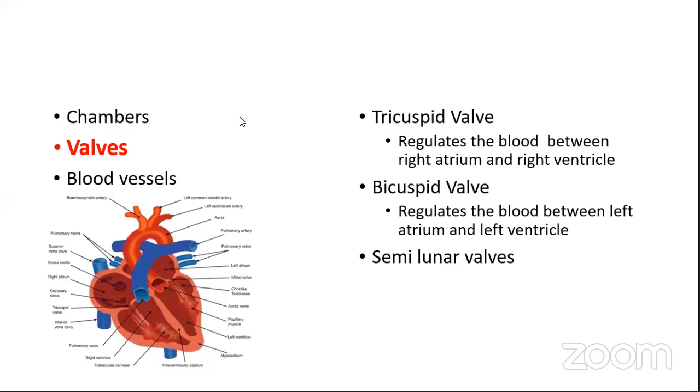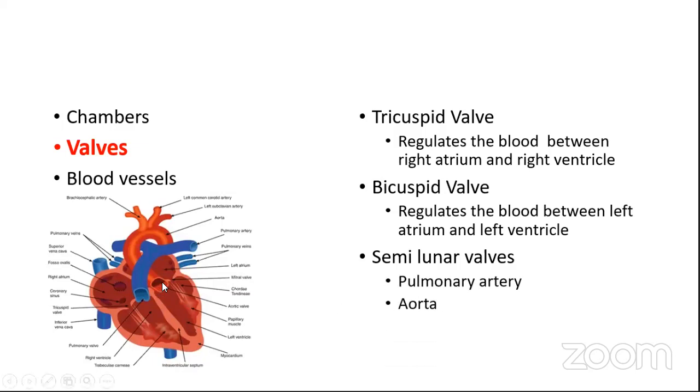Those two valves are called semilunar valves. Semilunar valve. One semilunar valve is present here, in this vessel called the aorta. This is called the aorta. It's the largest blood vessel of the body. Aorta, A-O-R-T-A. The R is silent here. That's how they call it, aorta. At the opening of this aorta, we have one semilunar valve.